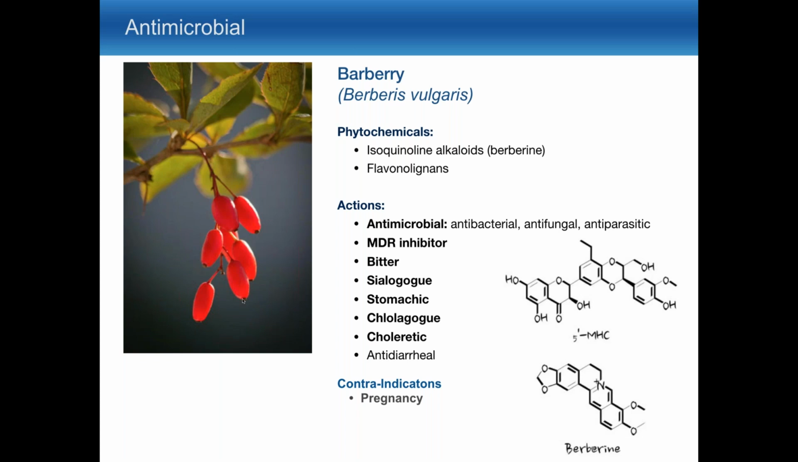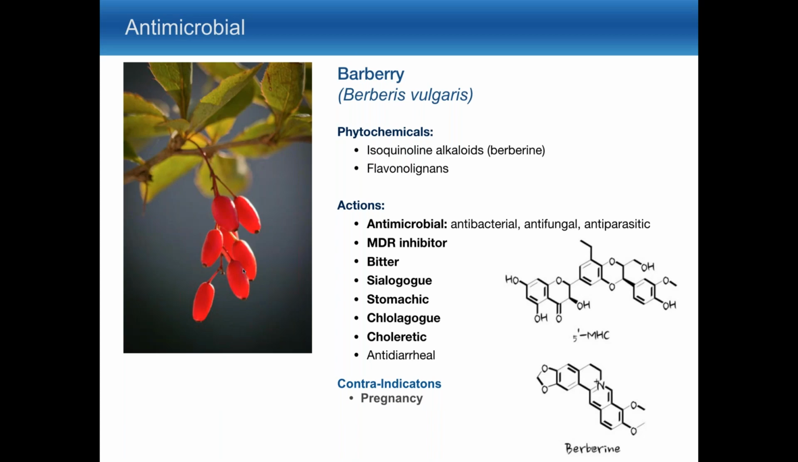I don't think the antimicrobial effects are associated with the berries. It's mostly going to be with the roots. And so barberry and also Oregon grape, which I didn't even include here, are, in my opinion, almost identical to golden seal, but a lesser version.